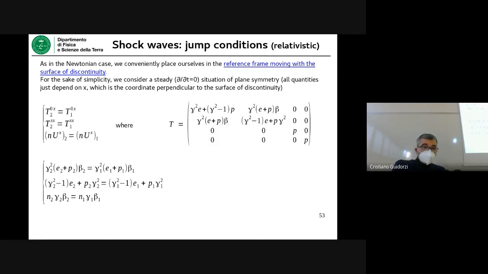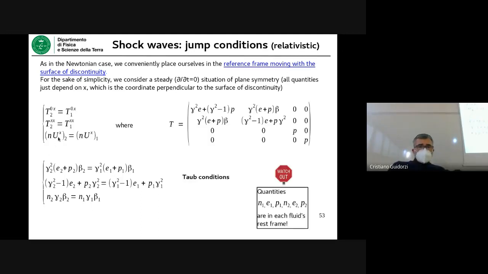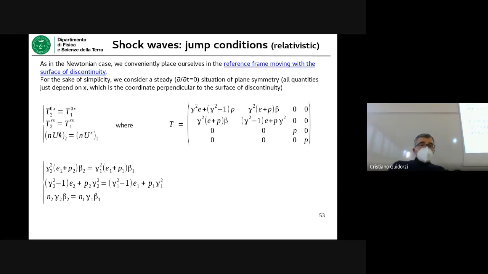And last, conservation of number of particles. You see, why this? Well, because, okay, UX. What is UX? Well, UX is the time-like component is gamma, and the space-like component of the four velocity is gamma beta. But beta here is entirely along the x-axis. That's the only direction along which the fluid is moving. So UX is gamma beta. So that's why gamma 2 beta 2 in this case, and gamma 1 beta 1.